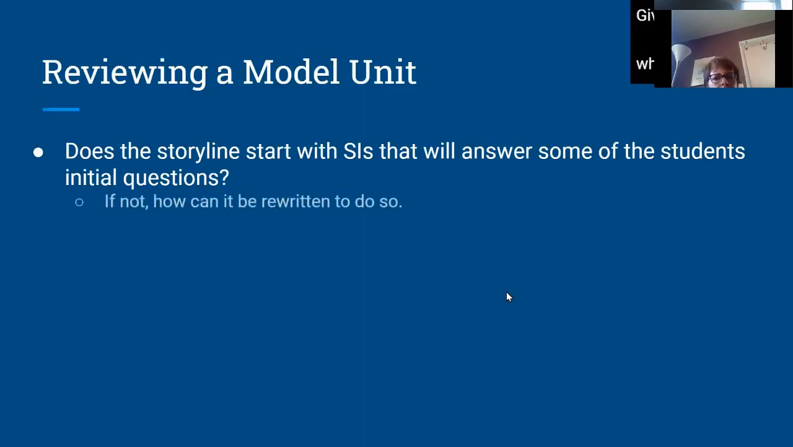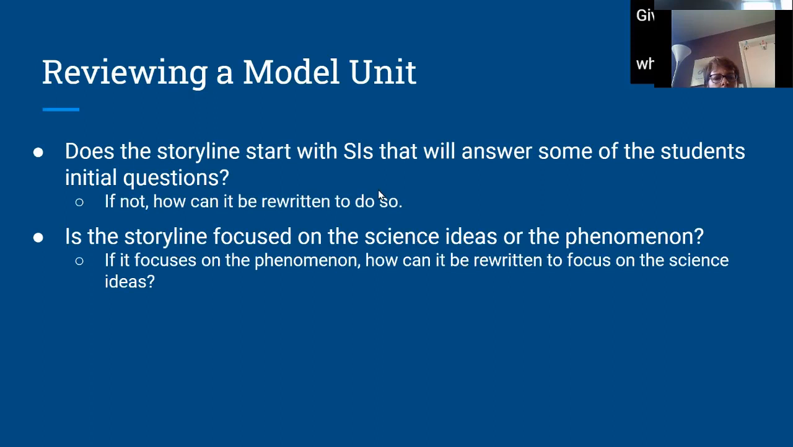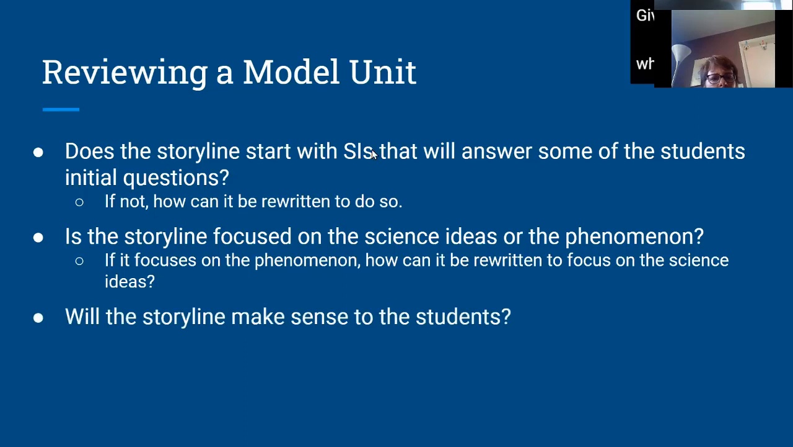And so you're going to now look at that CAMI doc with your model unit and think, does the storyline start with science ideas that will answer some of those students' initial questions? So what questions do you think students will ask first? And if not, how can it be rewritten to do so? And is the storyline focused on the science ideas, or is it focused on the phenomenon? Because remember, the phenomenon is just the foundation. In the end, we don't really want to see the phenomenon. We want the science ideas. And will the storyline make sense to the students? Are there any gaps where maybe the students might not understand the jump from one science idea to the next?